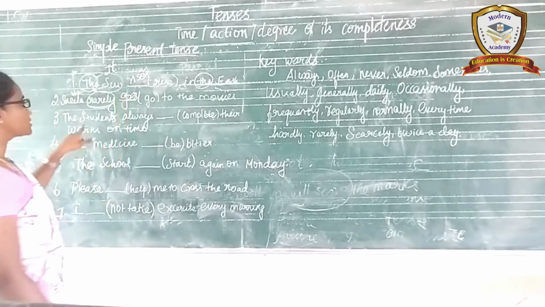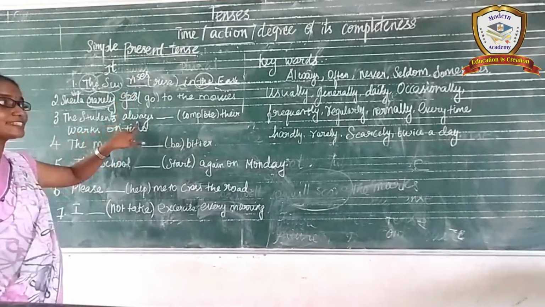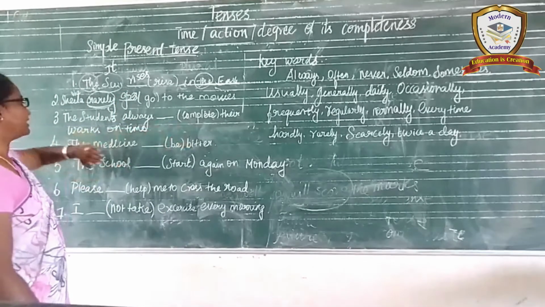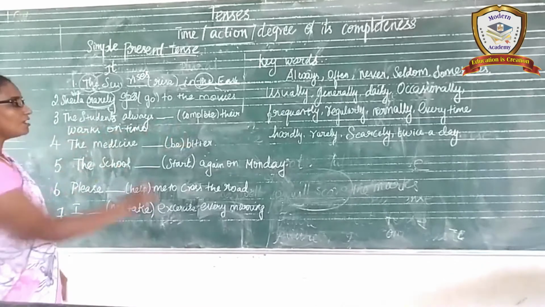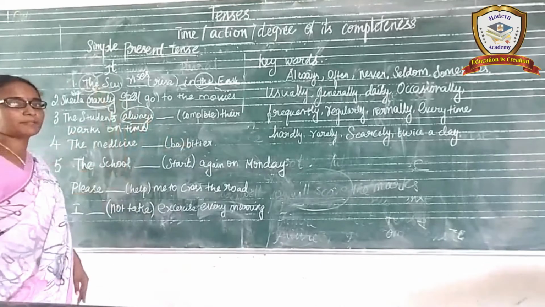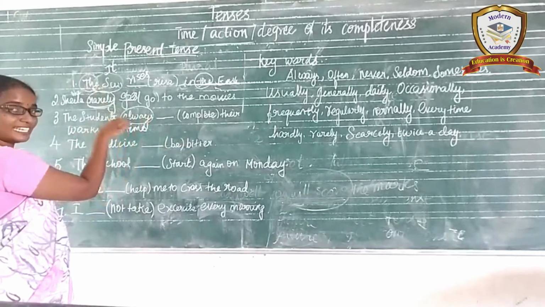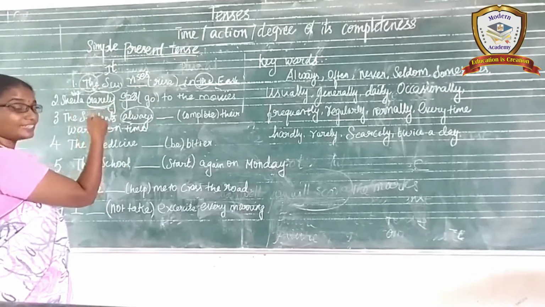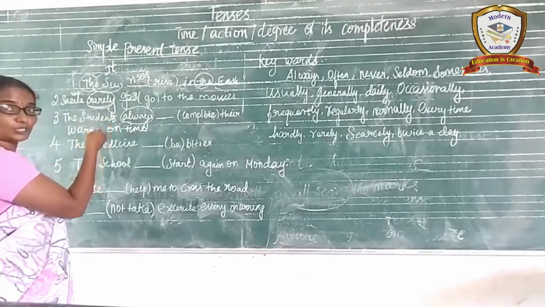Understand? And the next one: the students always dash complete their works on time. Always is a clue word for simple present tense. Always is a clue word which indicates repeated action, regular action, rarely also.